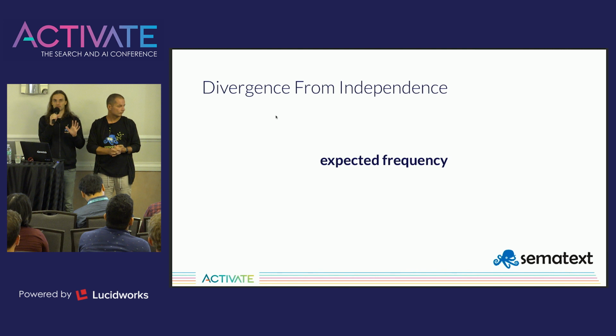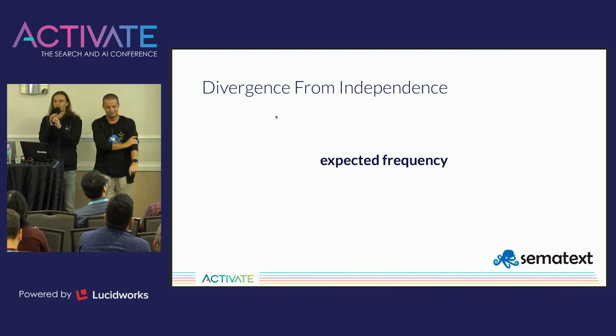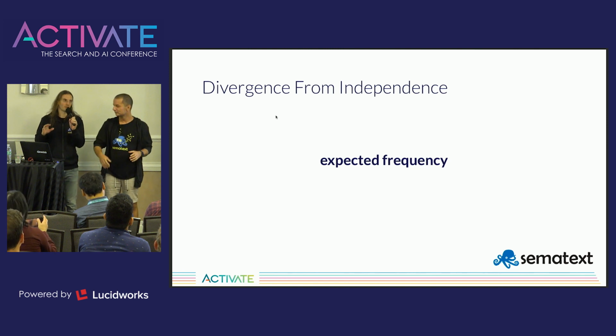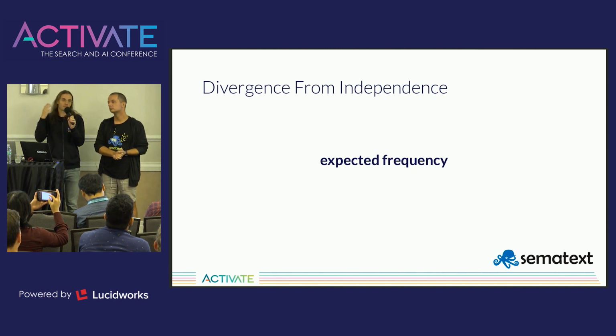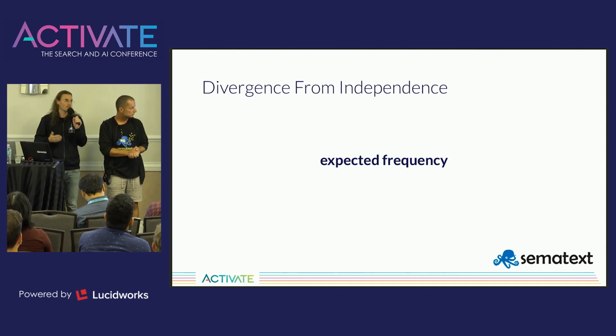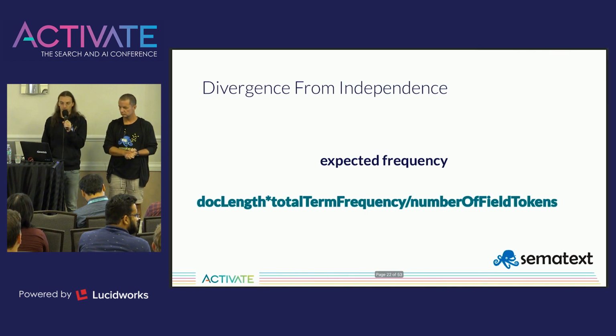This is a much simpler similarity. So this revolves around the concept of an expected frequency. This is a probabilistic model, right? How many times do we expect just by sheer randomness for a specific term to appear in a document? How do we calculate that?